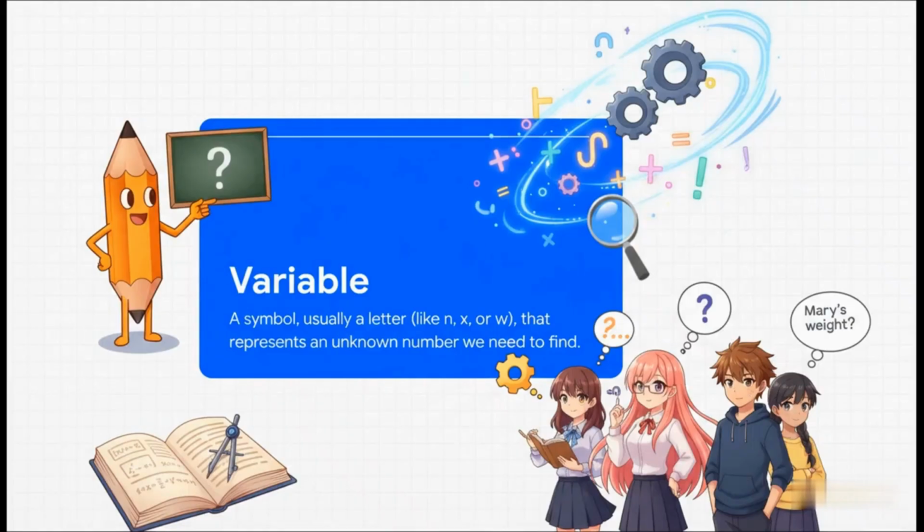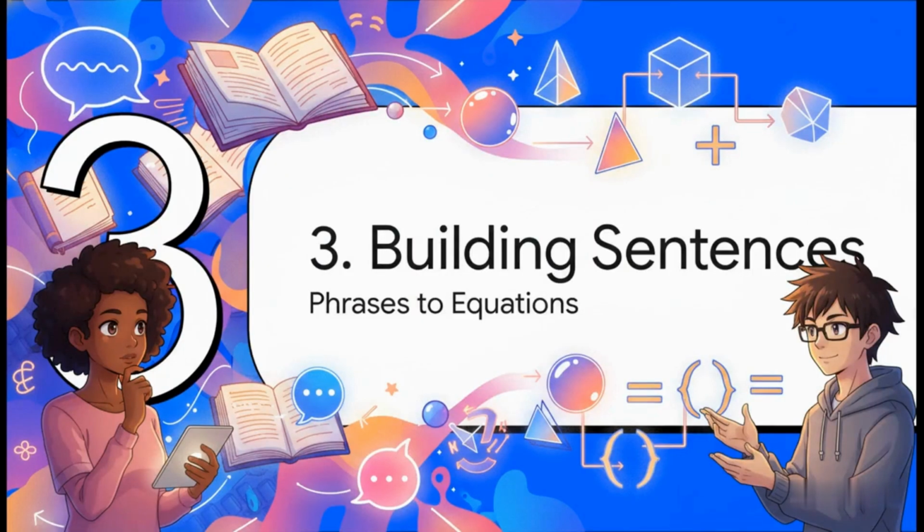Okay, one last vocabulary word we absolutely need is the variable. Whenever you see a phrase like a number or Mary's weight or the price of a ticket, that's your unknown quantity. It's the whole reason the problem exists. We just give it a simple name, like n for number or x or whatever, just as a placeholder. All right, we've got our dictionary. Now it's time to actually start speaking the language. We're going to take those vocabulary words and start building them into full, simple sentences or, equations.